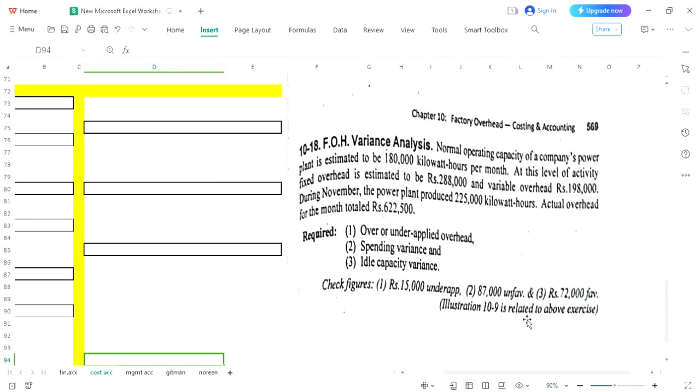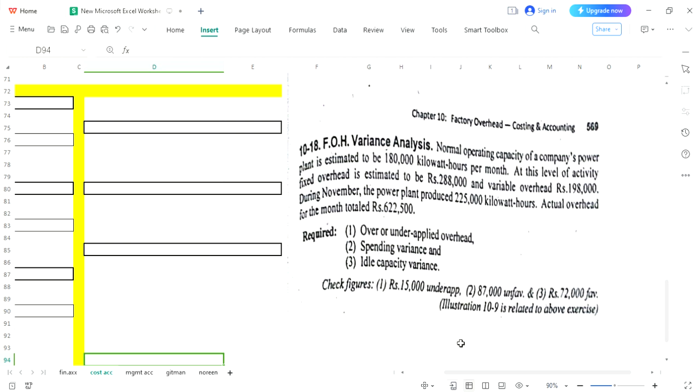Today's target is to solve question number 10.18. The chapter name is Factory Overhead Variance, and we have already done one introductory question, but we have understood the format and several terms related to FH variance. Again, before starting our question, we will directly go to the requirement. In the requirement, you can see we need three variances. First is overall variance, then spending variance, and capacity variance.